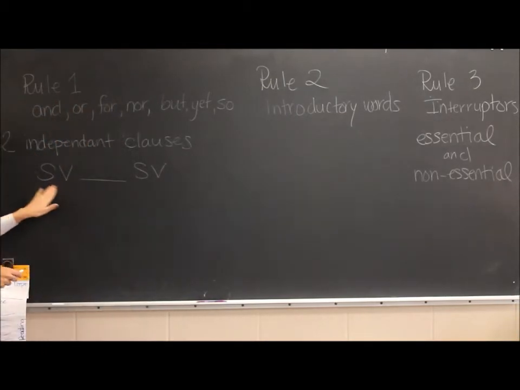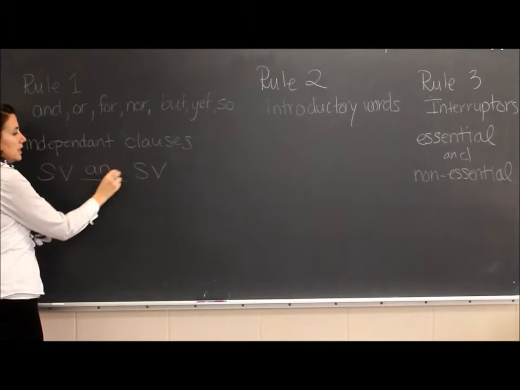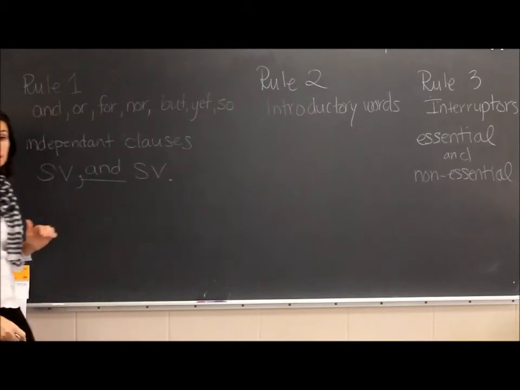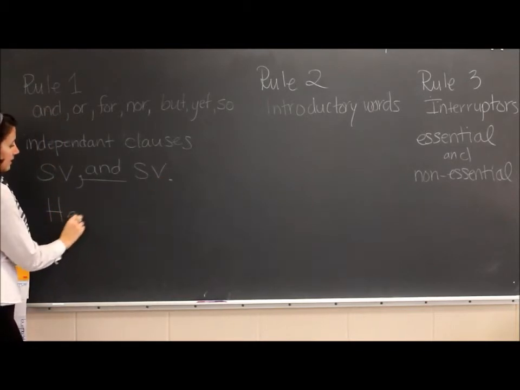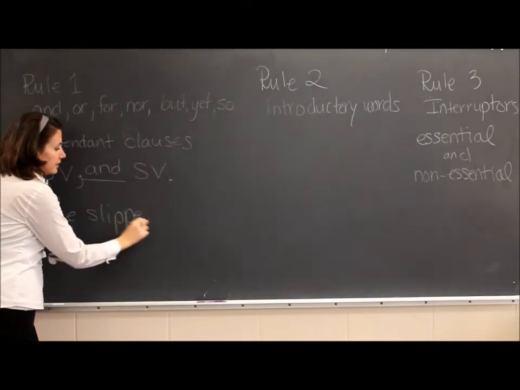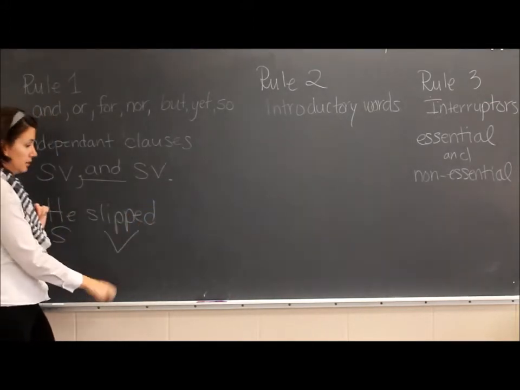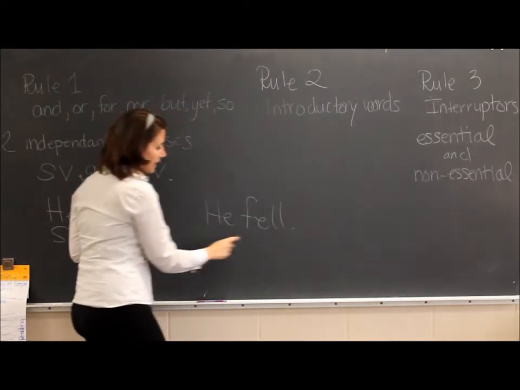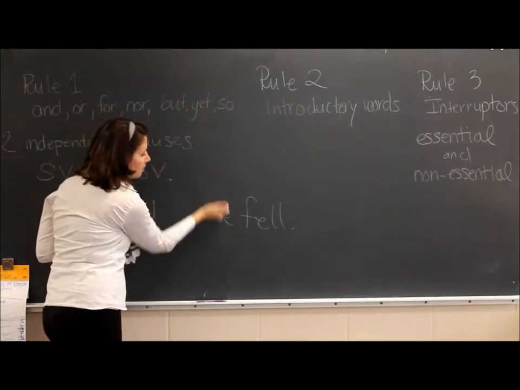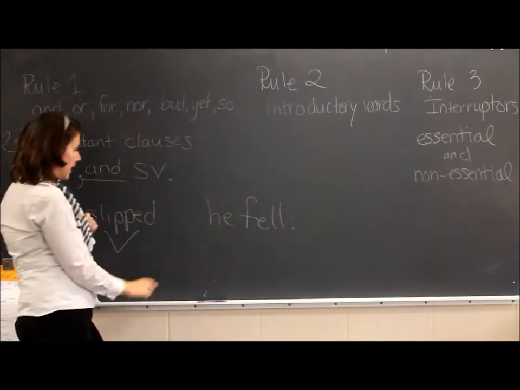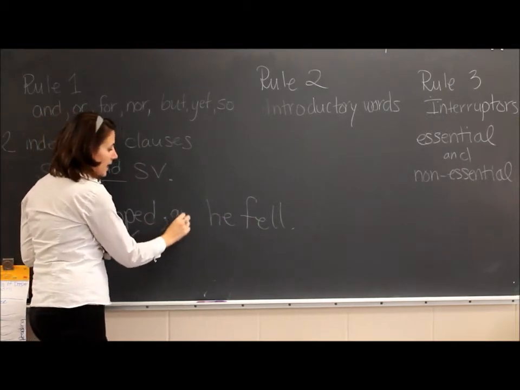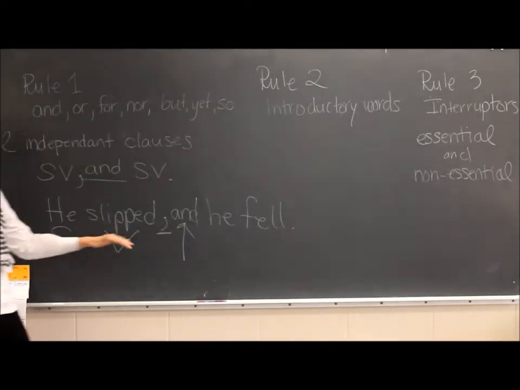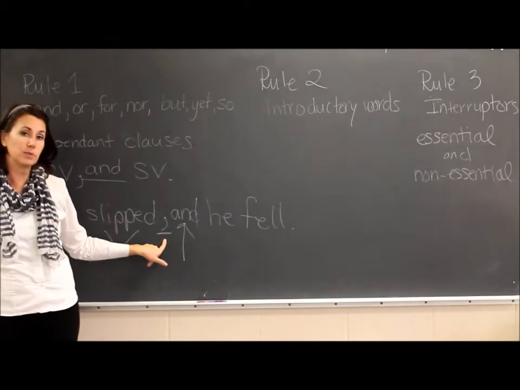For instance, you have to have a subject and verb on both sides of the coordinating conjunction with a comma. That makes this sentence a compound sentence. He slipped is a complete sentence. It has a subject and a verb, okay? He fell is a complete sentence. It has a subject and a verb. If I want to combine these sentences, I lowercase that, and I add a comma and an and. Without the comma, this conjunction is not strong enough to make this a complete sentence. Without this comma, it's a run-on.